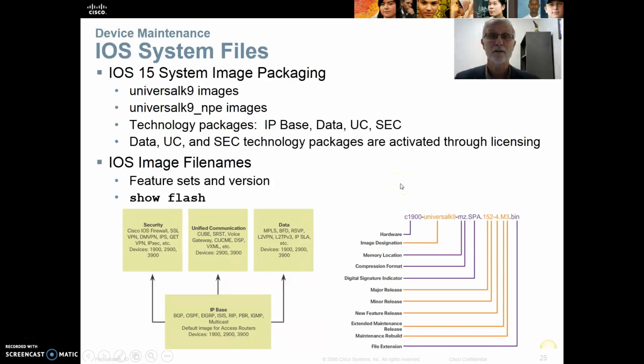Now, your IOS file system. IOS 15 has several different standard packages. To know what you have, you can do a show flash, and it shows you the different files. And you see, in this case, the different layers. You've got the IP base and then different layers of data. The list off to the side shows you how to interpret the file name. So you're basically looking for the bin file, and then based on which release you're looking for. In this case, 15.2-4 is what I'm looking for, 15.2 version 4 of that operation.